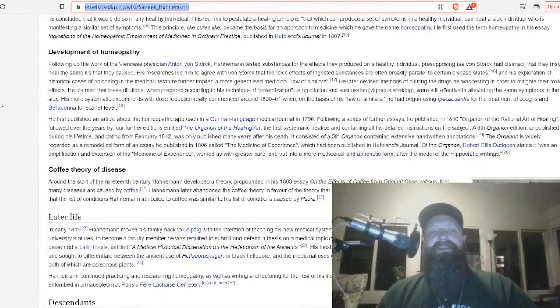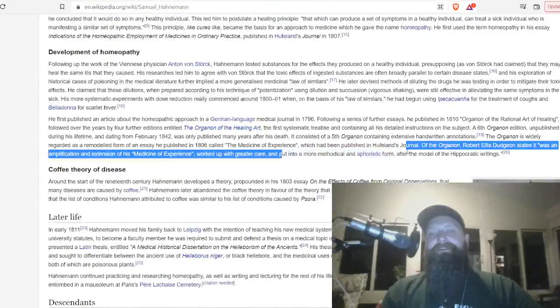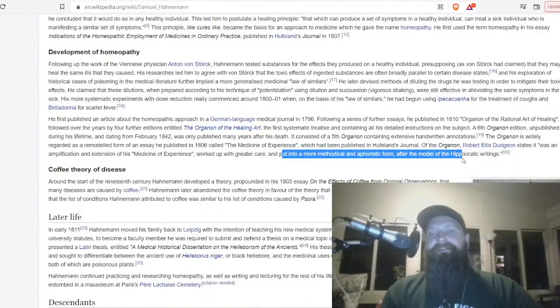It consisted of a 5th Organon containing extensive handwritten annotations. The Organon is widely regarded as a remodeled form of an essay he published in 1806 called The Medicine of Experience, which had been published in Hufeland's Journal. Robert Ellis Dudgeon states it was an amplification and extension of his Medicine of Experience, worked up with greater care and put into a more methodical and aphoristic form after the model of the Hippocratic writings.